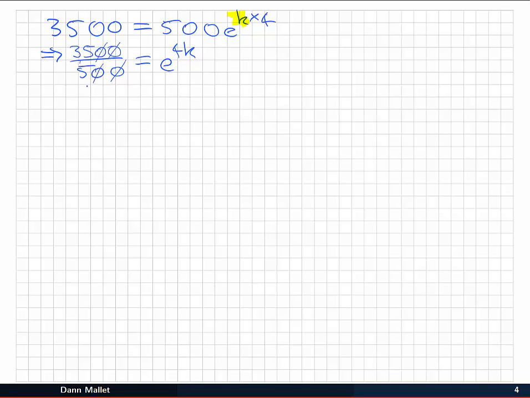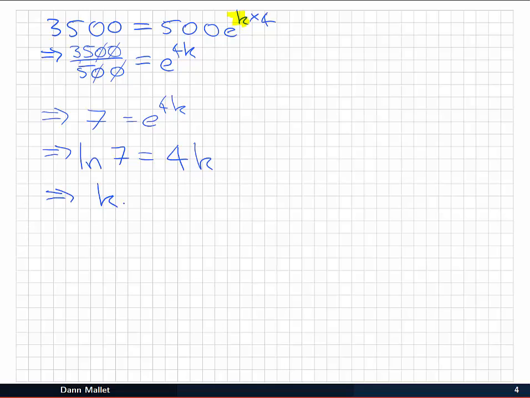3500 on 500 is just going to be 7. So 7 equals e to the 4k. Now having that k inside the index of our exponential function means we're going to have to use the inverse function for e, which is of course the natural log function. So we take the natural log of both sides, and that allows us to simply write that the natural log of e to the 4k is 4k.